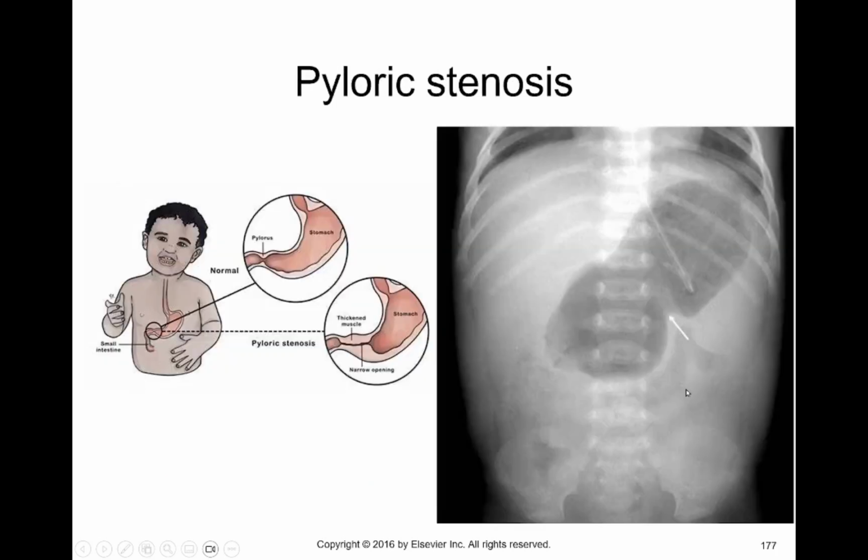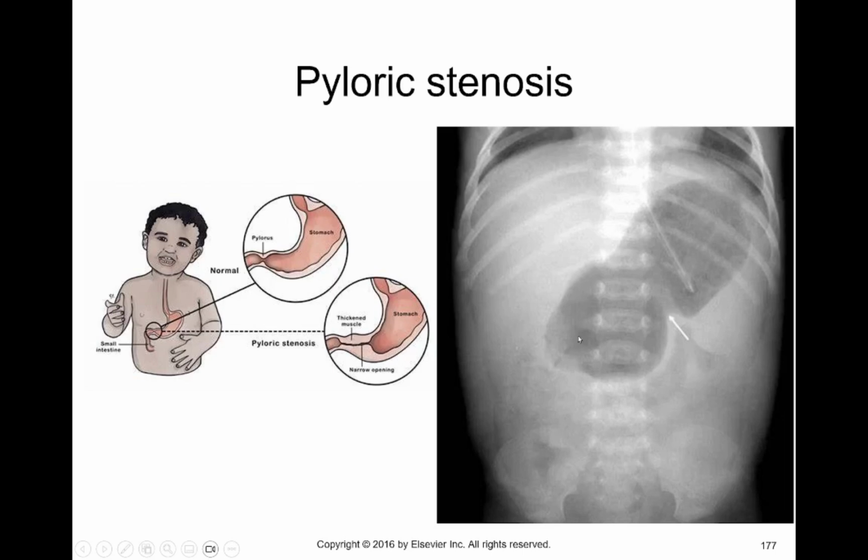So this is pyloric stenosis. Notice the stomach is great big. In this case, none of the air is going from the stomach through the pylorus into the duodenum. So what that means is that we've got total occlusion of the pylorus. So with our stenosis, we've just got nothing going through there.